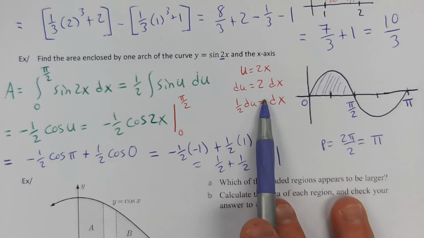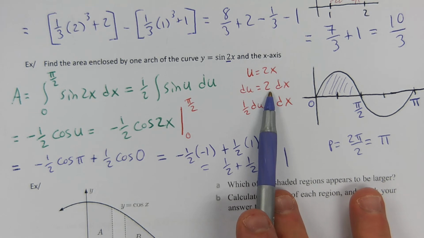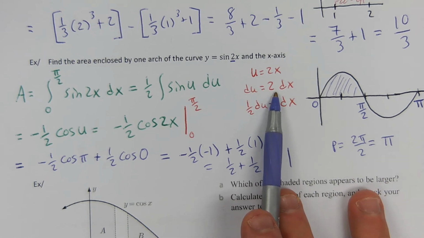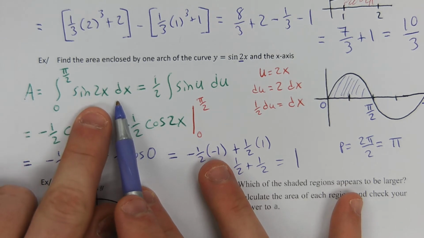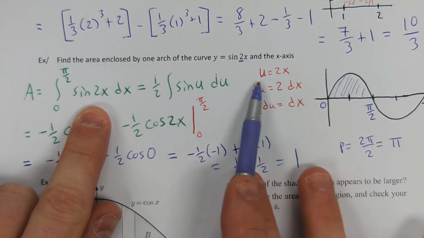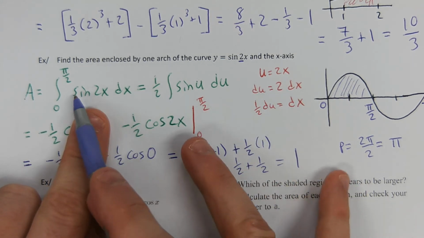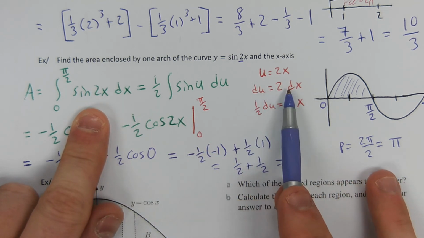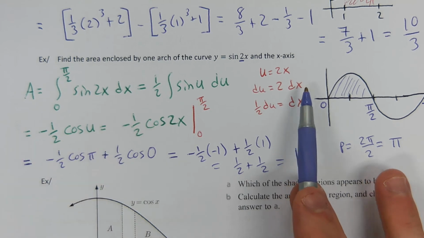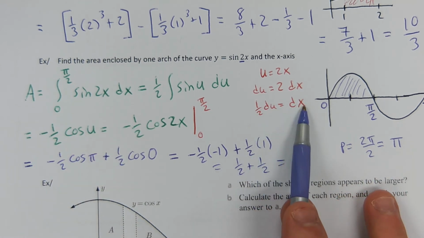Yeah, that's what I have. It's 2 dx. I had it right here. And then what we did is we replaced this. So we said we didn't have this 2. It didn't exist. So I had to get rid of the 2 by dividing both sides by 2. But that's the same thing as multiplying both sides by 1/2. So I turned it to 1/2 du equals dx.